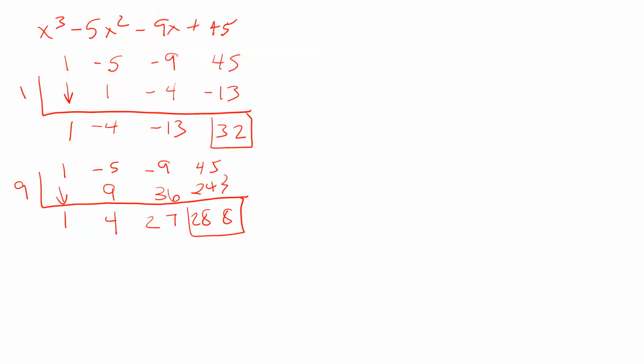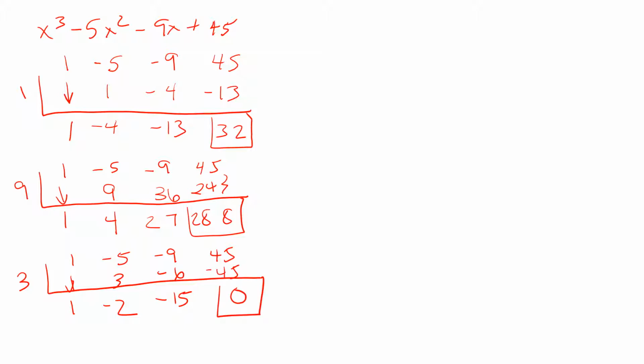Let's try positive 3 this time. So 1, negative 5, negative 9, 45. The first number comes down, so 1 times 3 is 3. Add, that's negative 2. Multiply, that's negative 6. Add, that's negative 15. Multiply 3 times negative 15 is negative 45. This time I got a remainder of 0. That means that 3 is one of my rational zeros.